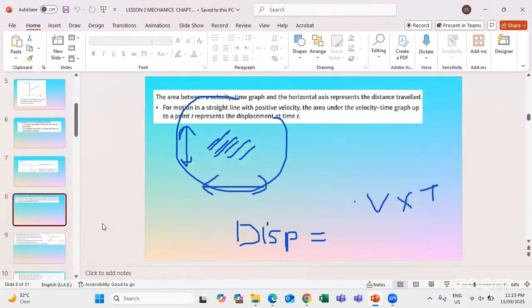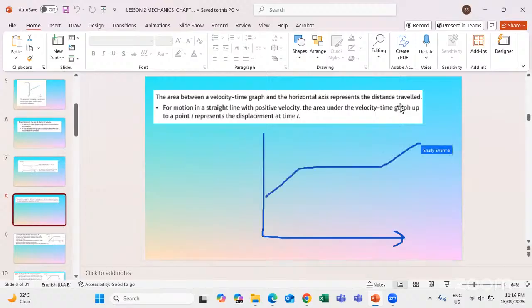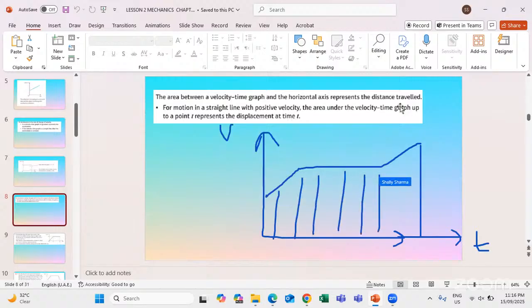Now here, same thing, the area under the velocity time graph and the horizontal axis represents the distance traveled. So for example, instead of just a normal constant velocity, we have a graph like this. This is our time axis and this is the velocity axis. So this whole area will represent the amount of distance traveled by the object.